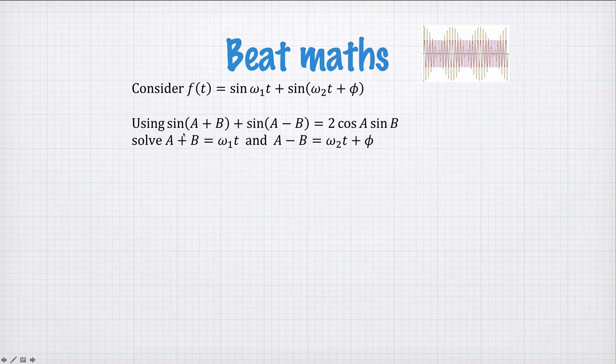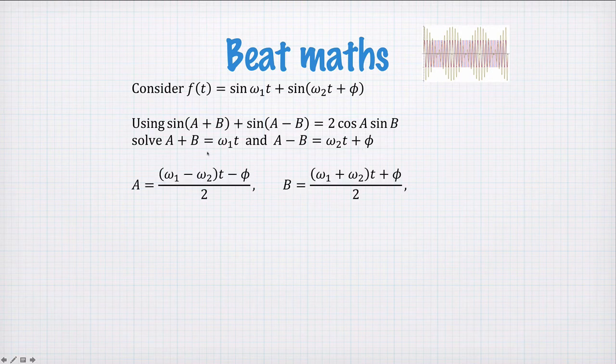And so in order to use this trigonometric identity, what we need to do is solve for a plus b being equal to omega-1 times t, so it would be this term here, and a minus b being equal to omega-2 times t plus phi, so it would be this term here. It's a pair of simultaneous equations for a and b, so we solve for a and b. Here's a, and here's b. We can substitute it into this expression here.